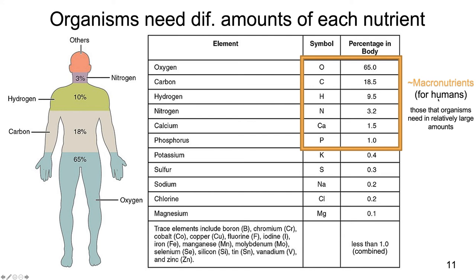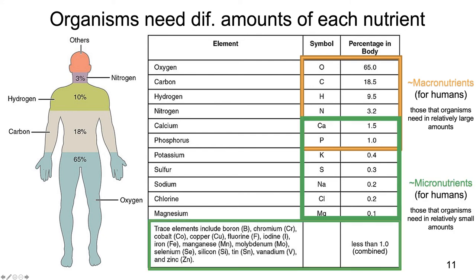So the macronutrients for humans typically include this list, oxygen down through phosphorus, that make up 1% or greater of our total body mass. And these other elements down here are often considered to be micronutrients. And micronutrients are just those that organisms need in relatively small amounts. And some textbooks, depending what you read, might list everything from magnesium up through oxygen as micronutrients, or as macronutrients. And some might list everything from calcium all the way down to these trace elements as micronutrients. So it'll vary how exactly textbooks define macro versus micronutrients.